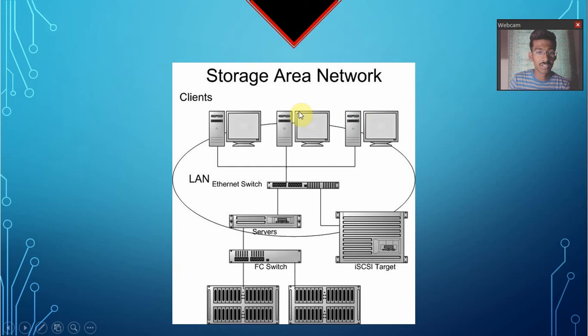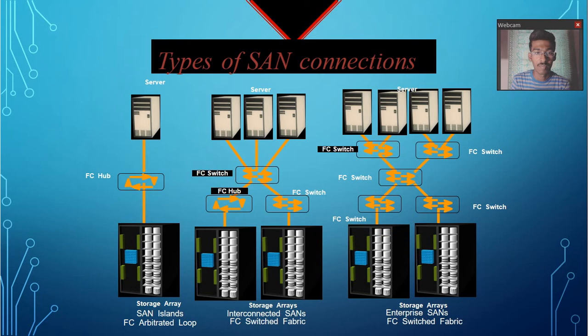So this is the storage area network. We have client-side machines which are connected to a LAN, and the LAN is connected to a switch, and the switch is connected to an FC switch. And here the Ethernet switch is also connected to an iSCSI target.